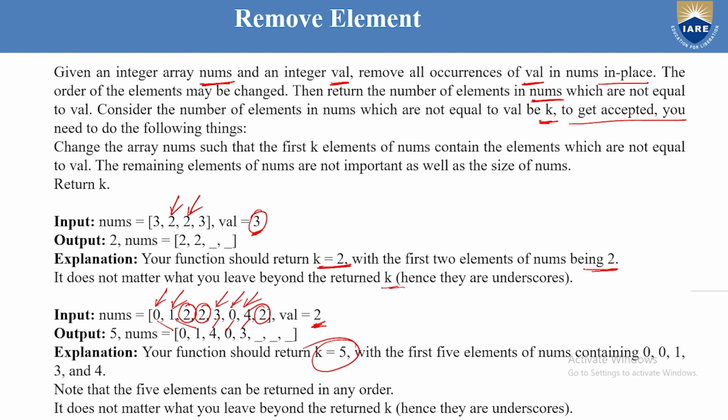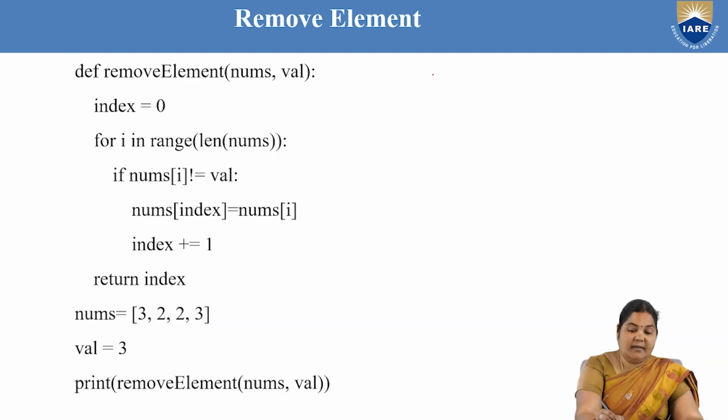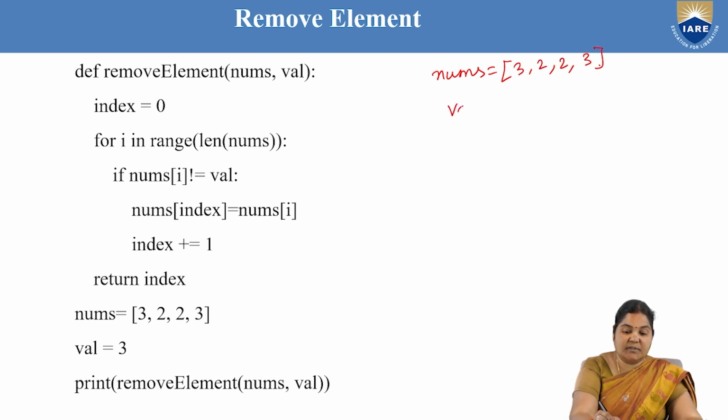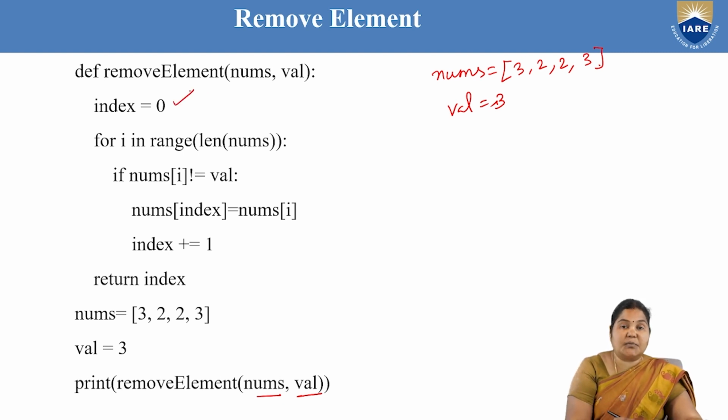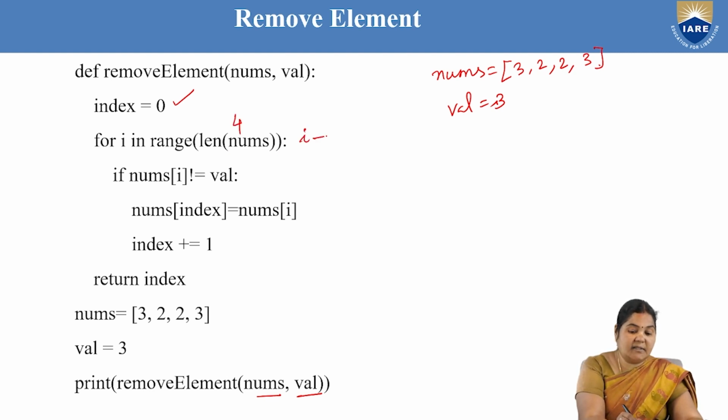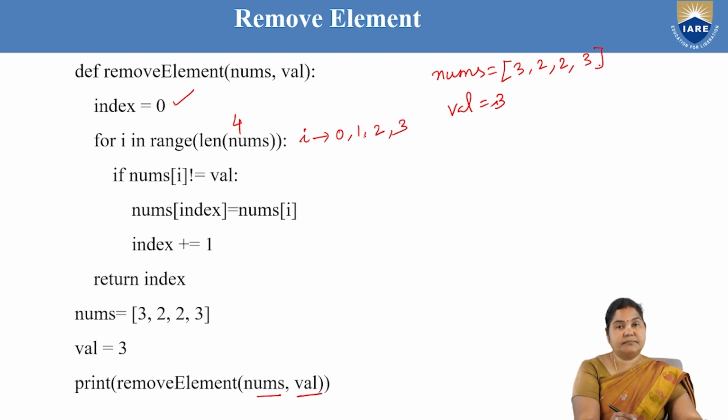Right. So let us see how to solve this question. Now, if my nums array contains 3, 2, 2, 3 and my value is equal to 3, let us understand. We are calling a function remove element and passing the nums array and the value. We have taken the index is equal to 0. For i in the range of length of nums. Length of nums is how much? 4. So I will take the values 0, 1, 2 and 3. 4 times my loop is going to run.